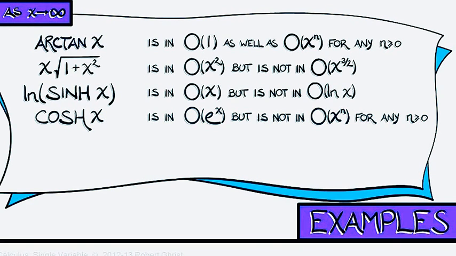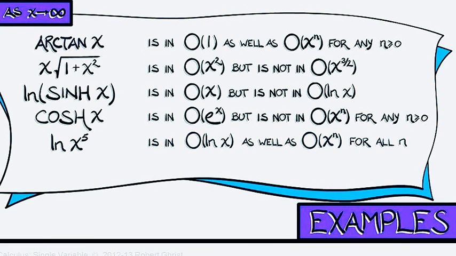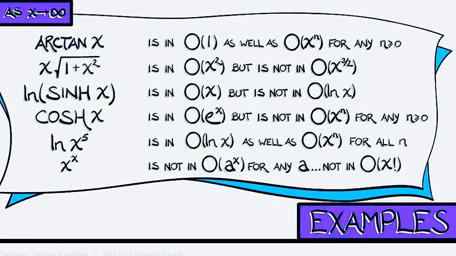Hyperbolic cosine of x is in big O of e to the x. It has exponential growth, but not polynomial growth. Log of x to the 5th can be simplified, and we see that it's really in big O of log x, as well as big O of x to the n for any positive n. Lastly, x to the x is not in big O of constant to the x for any constant, and it's not in big O of x factorial. This is even superfactorial growth.